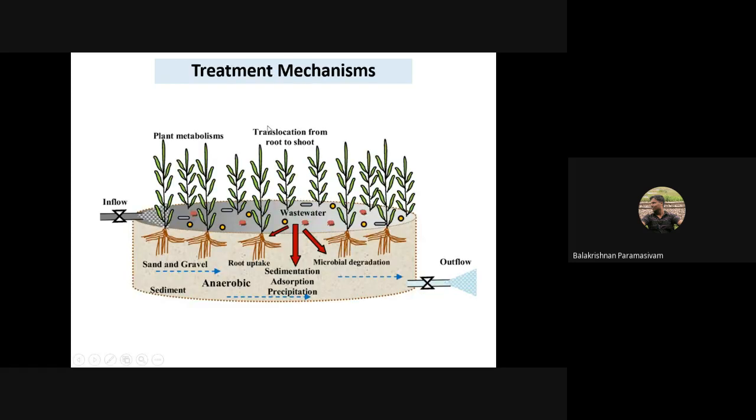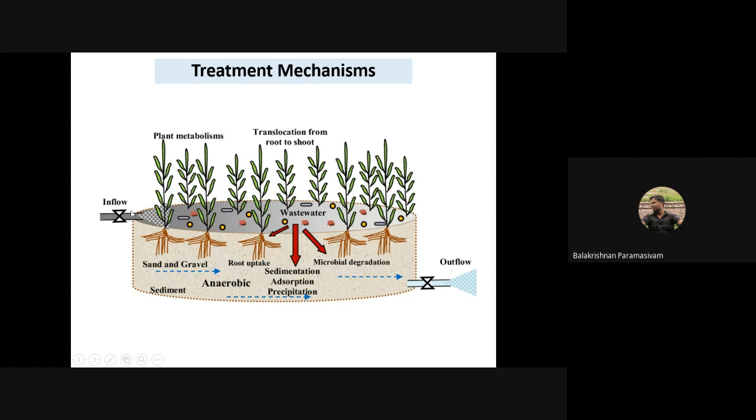Okay, the treatment mechanism. We know that it will be filled with sand, gravel and other filtering material. Then plants will be planted on the top of the soil, and the depth will be 0.3 to 0.8 meter. Sometimes it will go to 1 meter depth also. So it depends on the design aspect and on the flow.